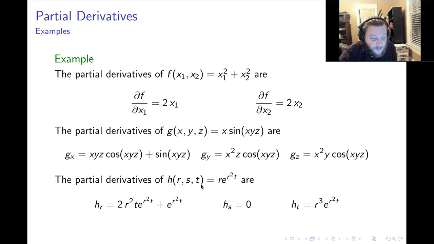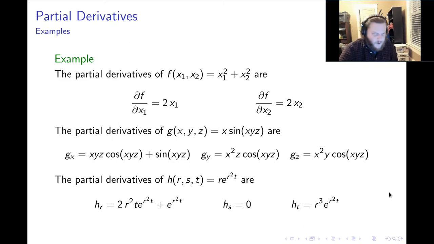For my third partial derivative, this will be with respect to the variable t. Here, I just need the chain rule because I'm viewing r as constant. So I end up with r times the derivative of e to the r squared t with respect to t, which is e to the r squared t times r squared. So when that's all said and done, I end up with r cubed times e to the r squared t. So these are 3 examples of taking partial derivatives of 3 different scalar fields.